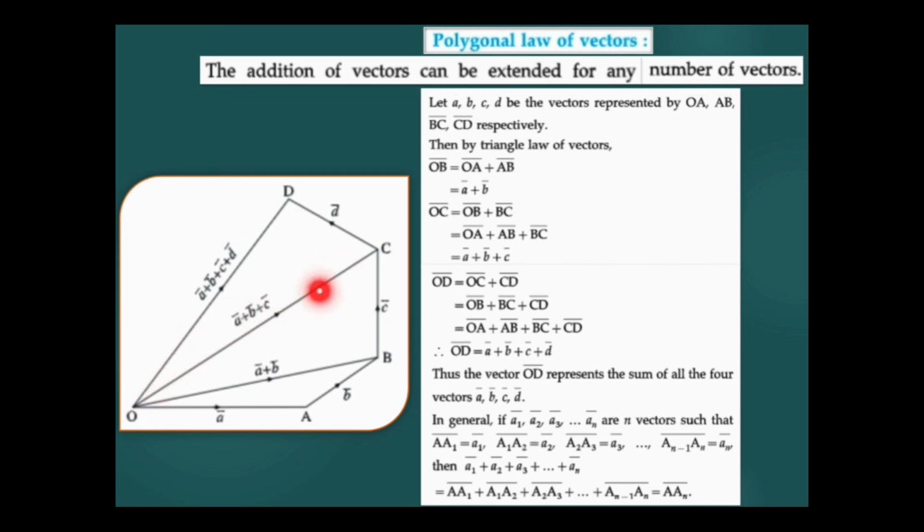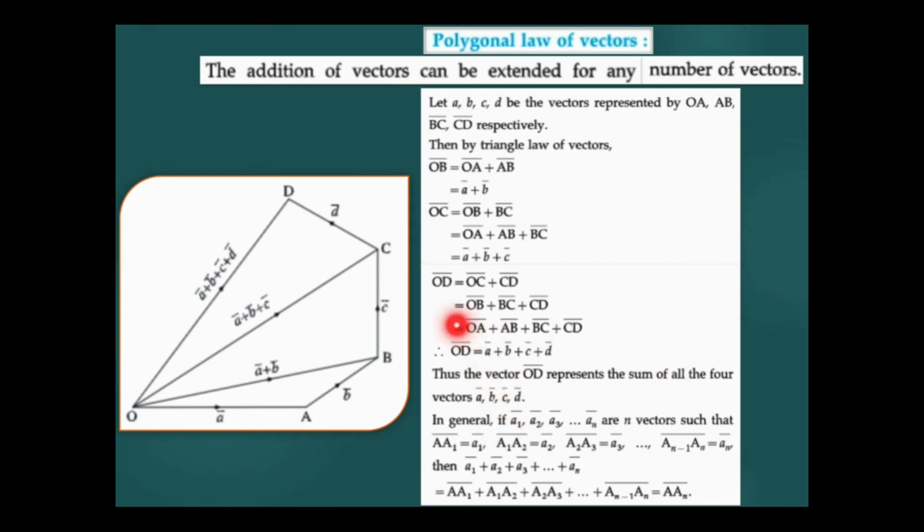We write this vector OC bar as the sum of vector OA plus AB plus BC, or we can also write this as OB bar plus BC bar. So we write here OB bar plus BC bar. Then we split up this OB bar as OA plus AB. So from this we write OA bar as A bar, AB bar as B bar, and this BC bar as C bar. Now we write this OD bar as OC bar plus CD bar. So we write this OC bar as OA bar plus AB bar plus BC bar.